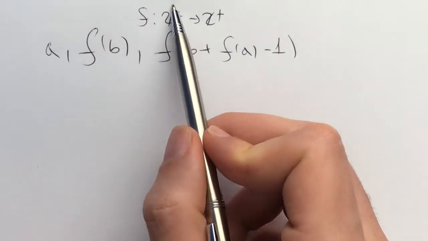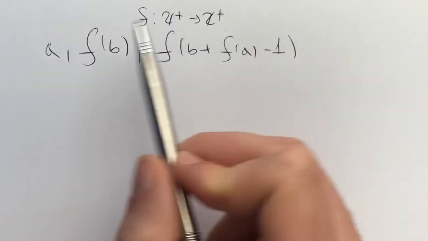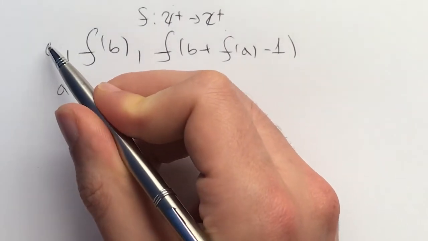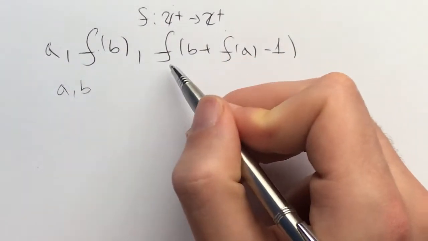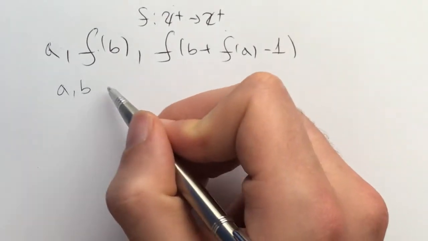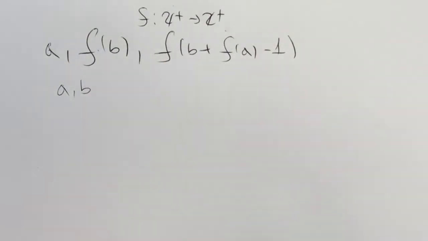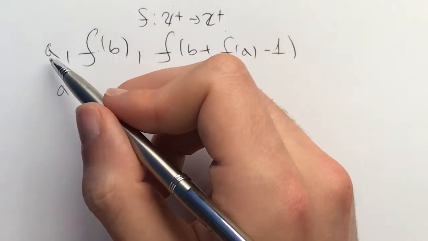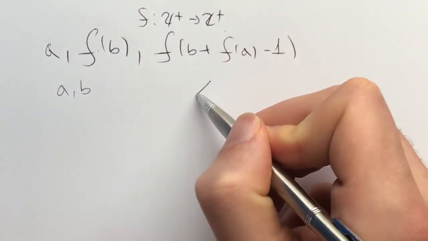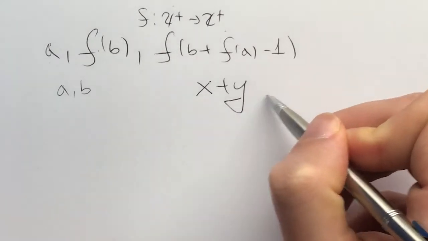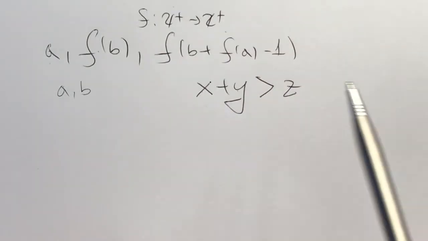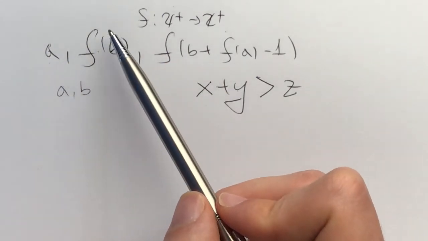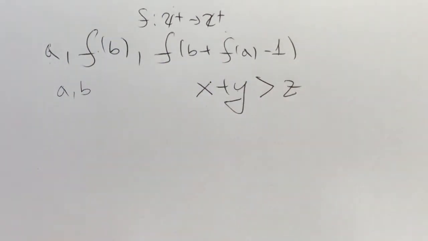It's a function from the positive integers to the positive integers such that for all a and b, which are in the positive integers, we have that a, f of b, and f of b plus f of a minus 1 are sides of some non-degenerate triangle. Now what this means is that for every one of these we have the rule that x plus y is greater than z, where x, y, and z are a permutation of a, f of b, and f of b plus f of a minus 1.